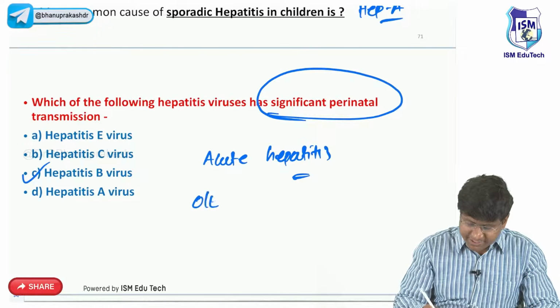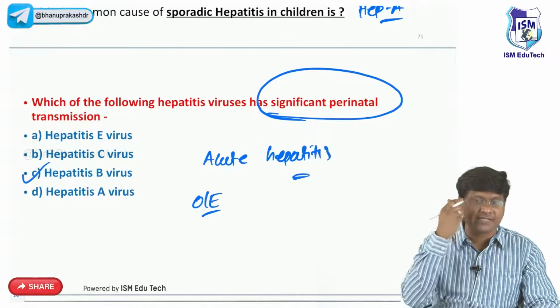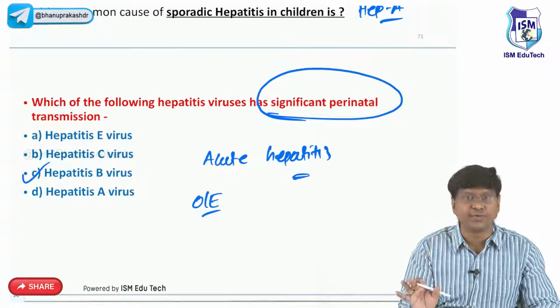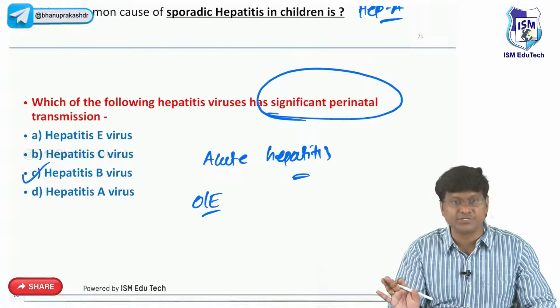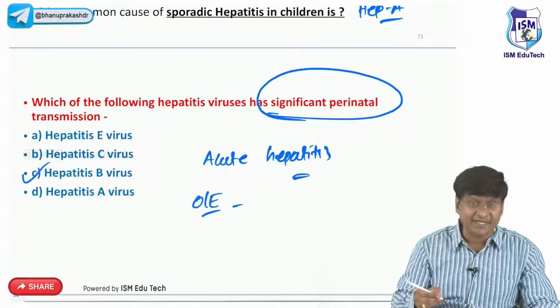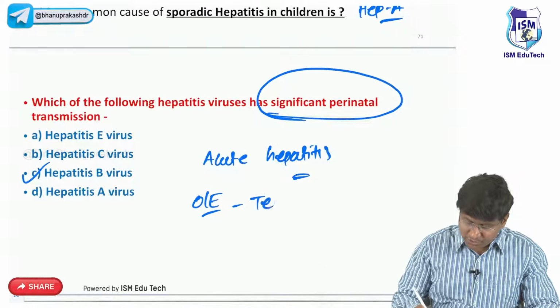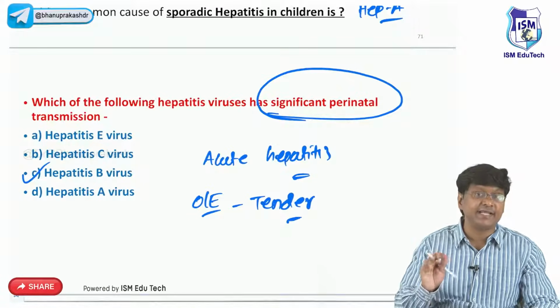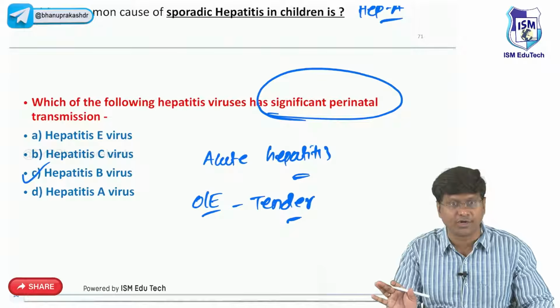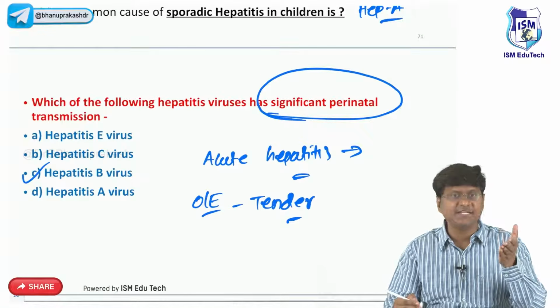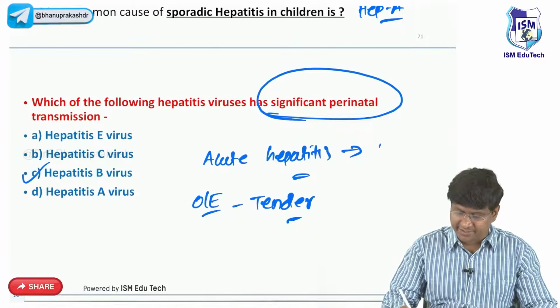But on examination, what you will see in case of acute hepatitis is clinical jaundice, dark urine, and clay colored stool. And when you try to apply pressure over the right hypochondrium, you will notice that there is tender hepatomegaly in the right upper quadrant. And in case of acute hepatitis, the enzymes are elevated, right? Which enzymes?